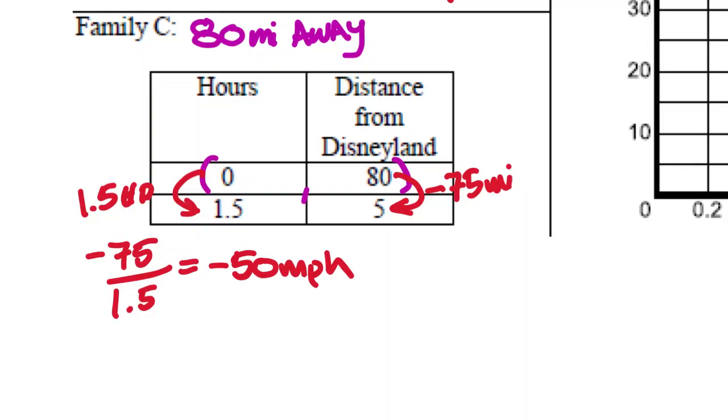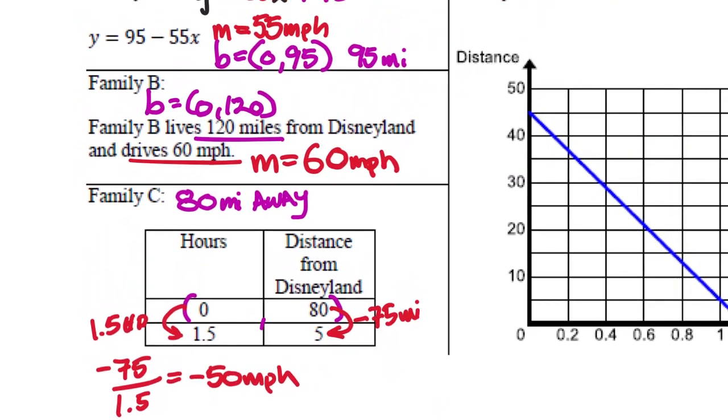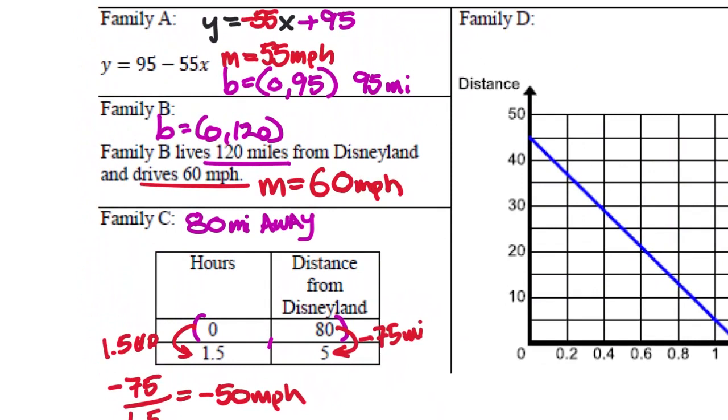So family C, we see their speed and how far away they are. And in comparison to families A and B, they're going, looks like the slowest. Yeah, we don't really need the negative on that, 50. They're going the slowest, but it looks like between the 3 families, they also live the closest. So let's look at family D then.